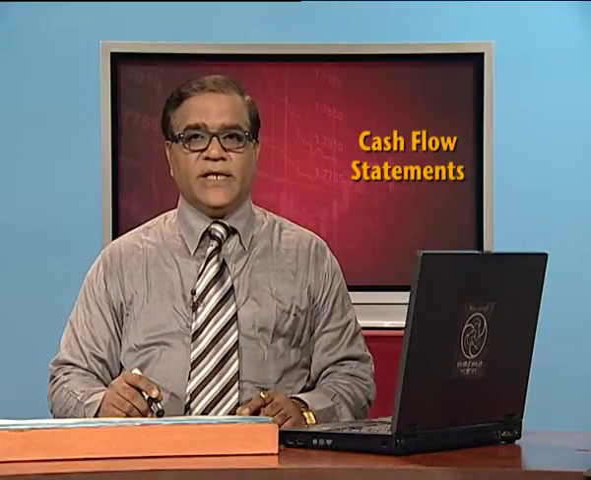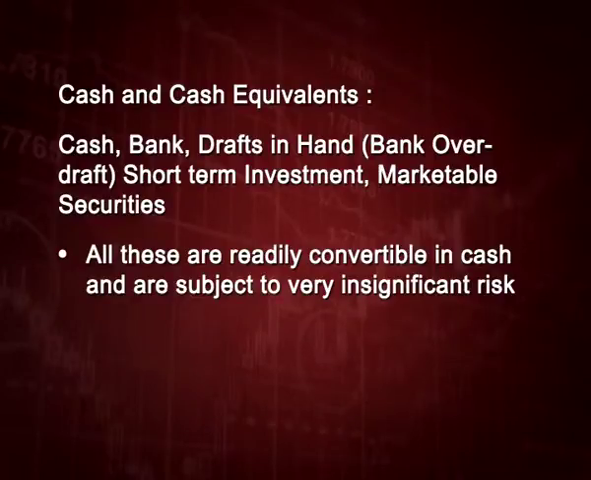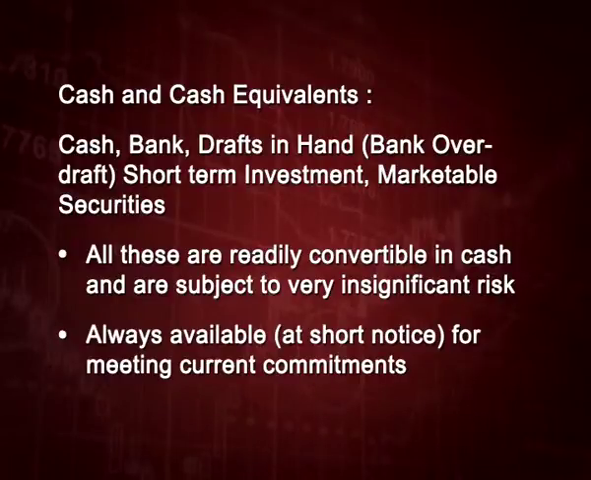Now, first of all, let us understand some important terms which are going to be used in this chapter. The first very important term is cash and cash equivalent. First of all, it includes cash, bank, drafts in hand, bank overdraft, though it is a negative item, short term investment, marketable securities. Now, all these are readily convertible in cash and are subject to very insignificant risk, and they are always available, that is at short notice, for meeting any current commitments.